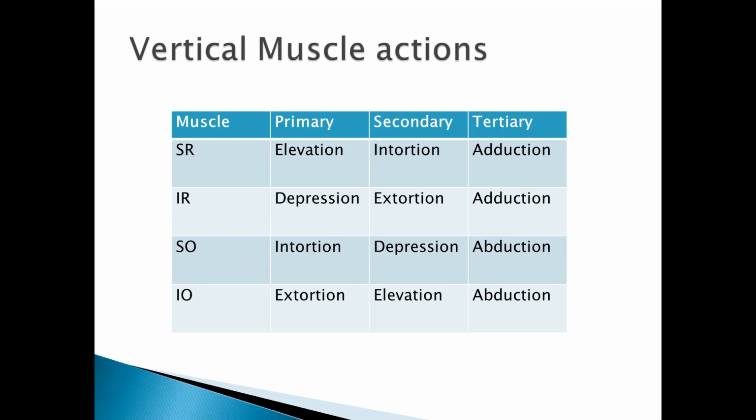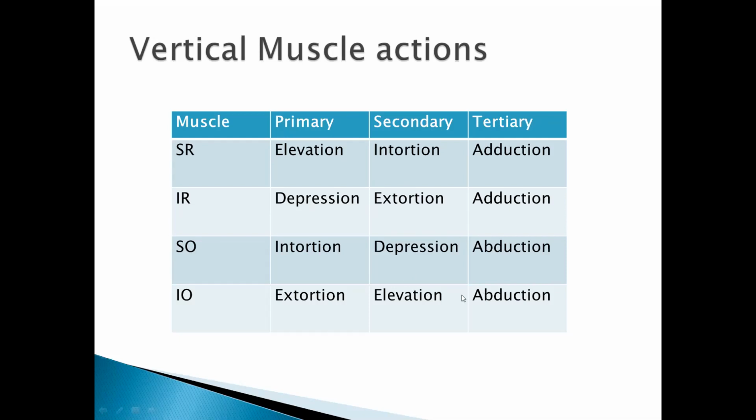So the superior rectus, primary action is elevation, and inferior rectus, it is depression. Whereas the superior oblique is intorsion, inferior oblique is extorsion. Right? Now the secondary action of these muscles, superior rectus is an intortor, inferior rectus is an extortor. And superior oblique is depression, inferior oblique is elevation.